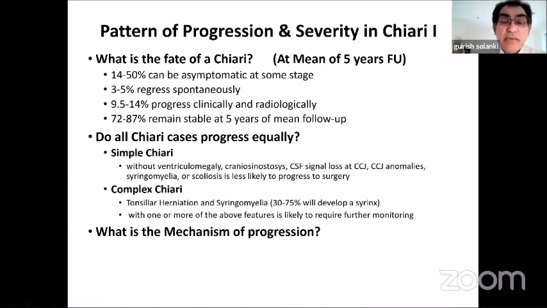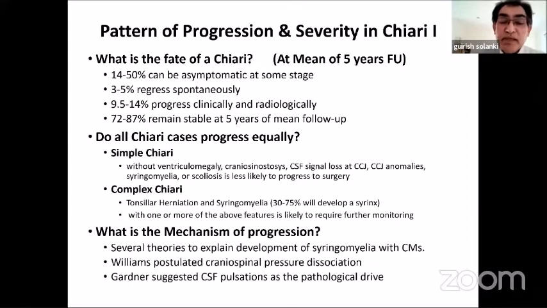here we have to develop a clear concept that not all Chiaris are equal. And we have tried to separate them as simple Chiaris and complex Chiaris. That means a patient who has tonsillar hernia with syringomyelia, with one or more features like ventriculomegaly, craniosynostosis, loss of CSF at the craniocervical junction, anomalies, syringomyelia, or scoliosis. Those patients have to be classified as complex patients rather than simple, and their management clearly would have to be more careful and would involve more investigations than a simple Chiari.